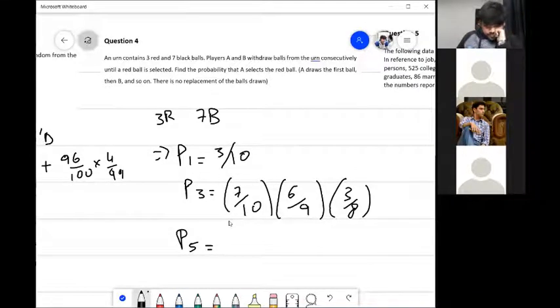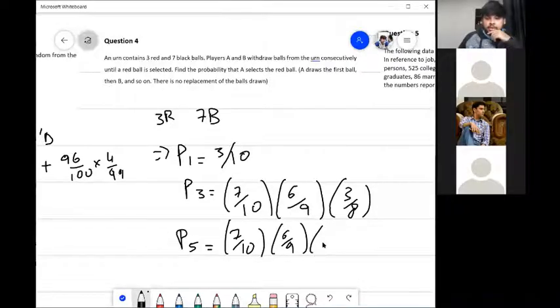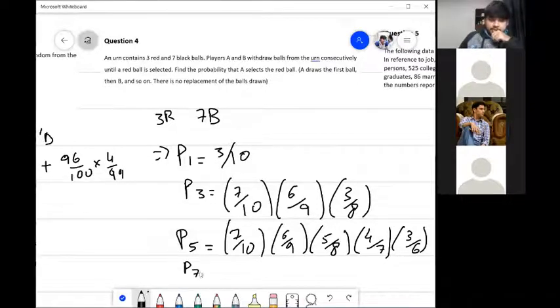5 minutes left. Okay. In the first case you have the same black ball, 7/10, 6/9. Now the catch is that here also a black ball came, so that's 5/8. And then his also must be a black ball, so that's 4/7. Now in yours a red ball must come, and that is 3/6. Okay, now let me come to 7.